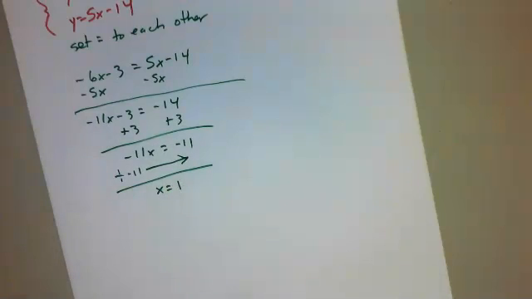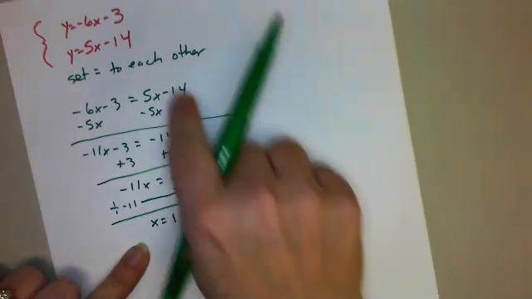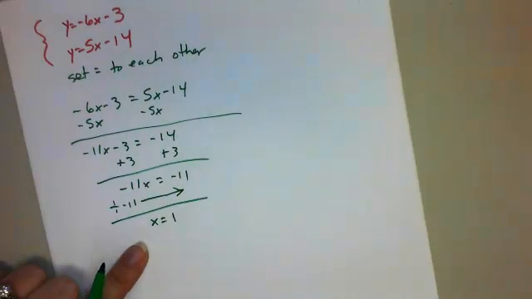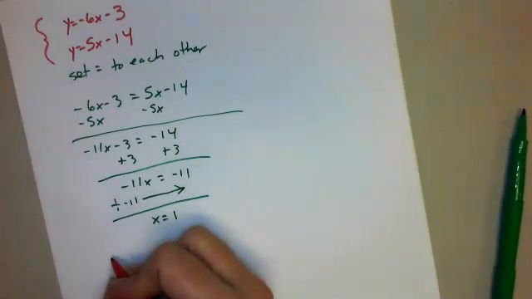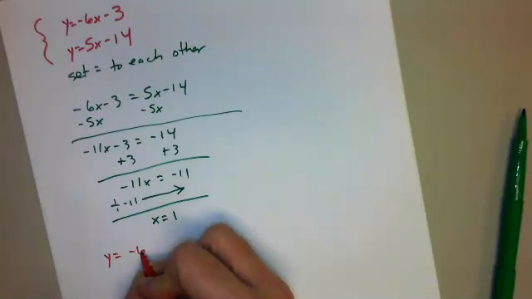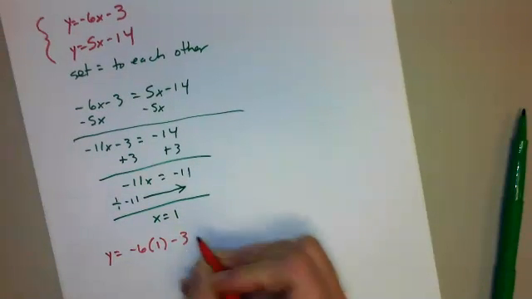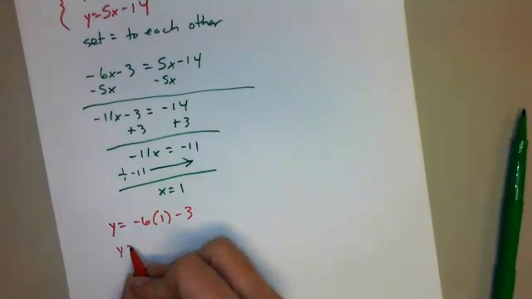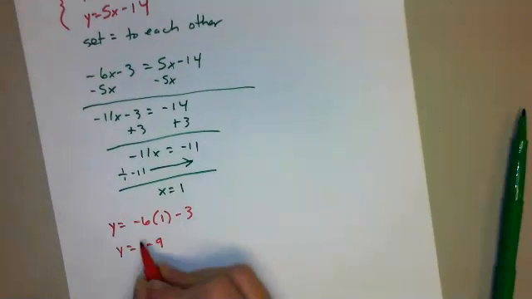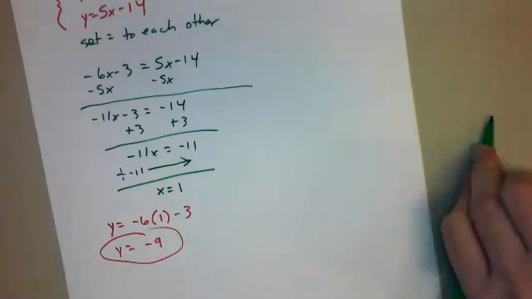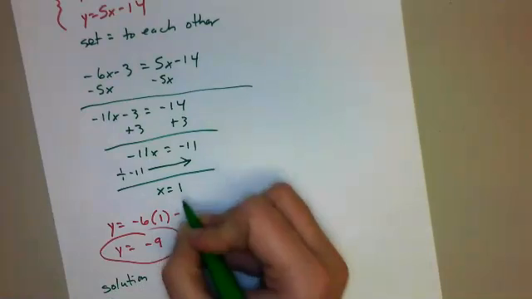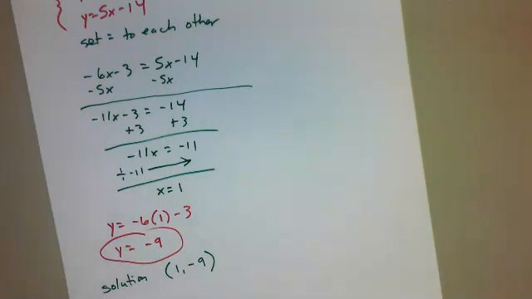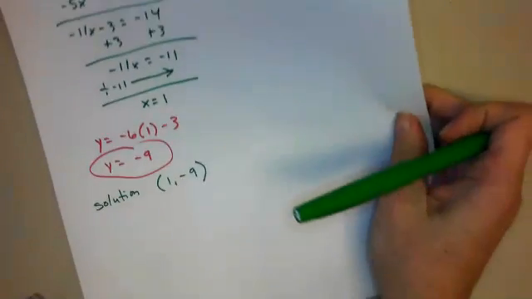Now that I have my x, I'm going to substitute it back in to one of my original equations. It doesn't matter which one, and they both look about the same to me. So I'm going to take my first one: y equals negative 6 times 1 minus 3. And I get y equals negative 9. So my solution, I should say, is (1, negative 9). I'm going to check these.